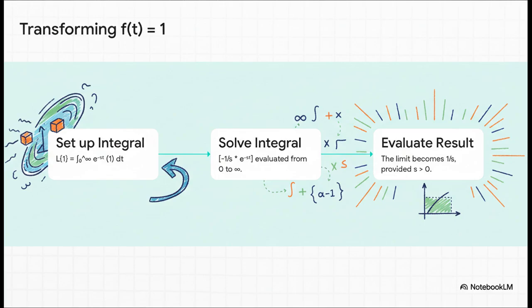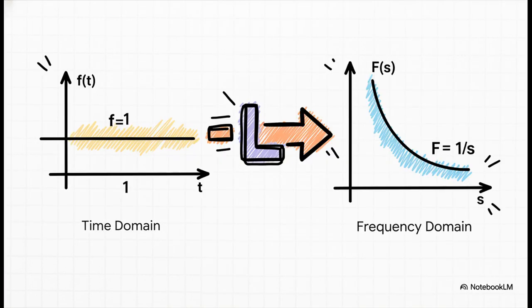Okay, let's actually try this out. Let's send the simplest function we can think of, f of t equals 1, right through our portal. So we set up the integral, we solve it, and then when we evaluate the result, something really cool happens. And there it is. The constant function 1 in our time domain becomes the function 1 over s in the frequency domain. It has a completely new identity in this new world. That is our first successful trip through the portal.